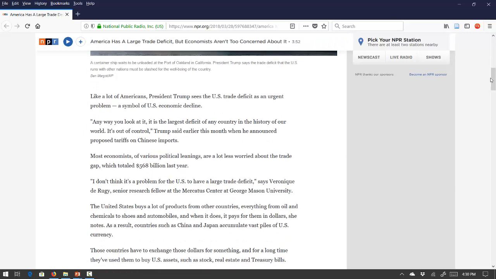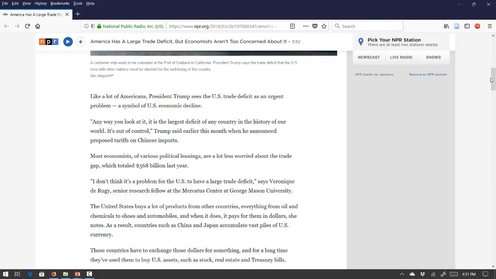Like a lot of Americans, President Trump sees the US trade deficit as an urgent problem, a symbol of US economic decline. Any way you look at it, it is the largest deficit of any country in the history of our world. It's out of control, Trump said earlier this month when he announced proposed tariffs on Chinese imports.